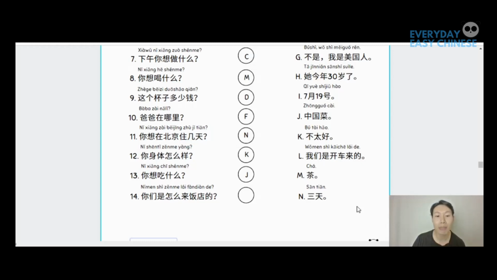Number 14. 你们是怎么来饭店的？ How did you come to the restaurant? So over here we have L. 我们是开车来的。We drove here. 开车 means to drive. Great, let's move on.